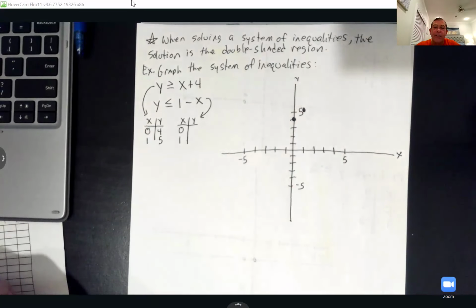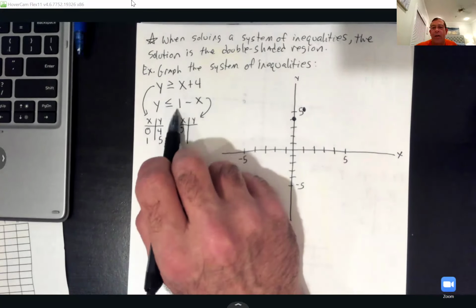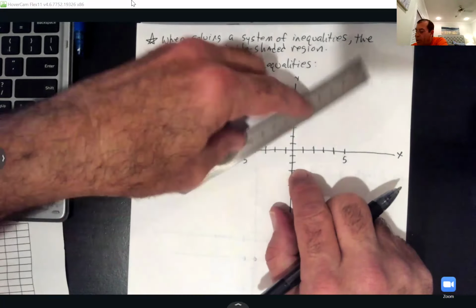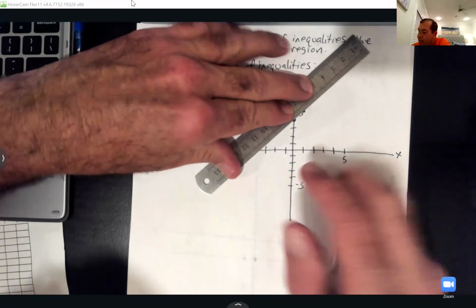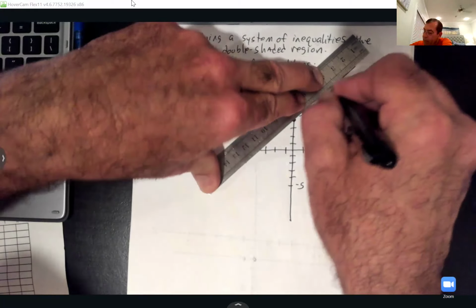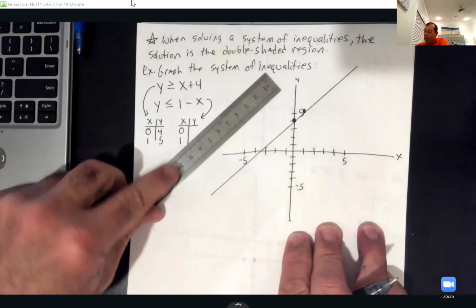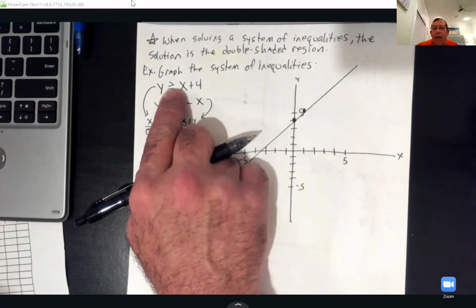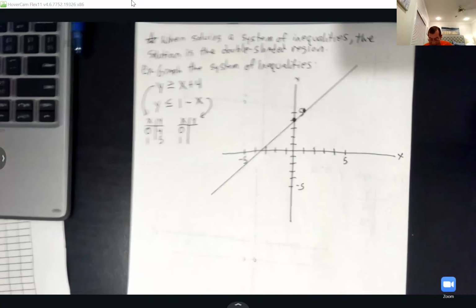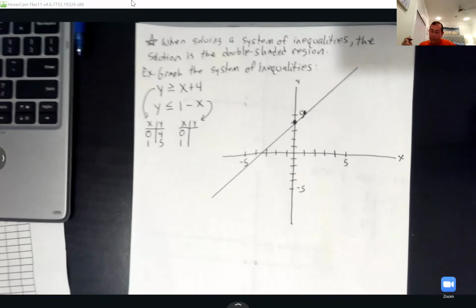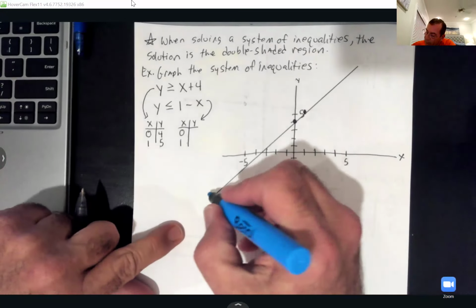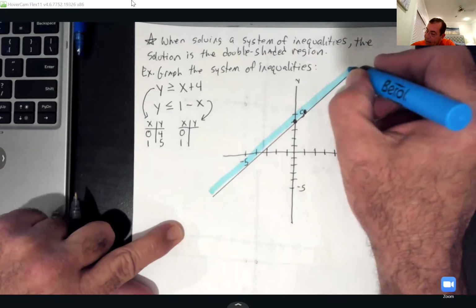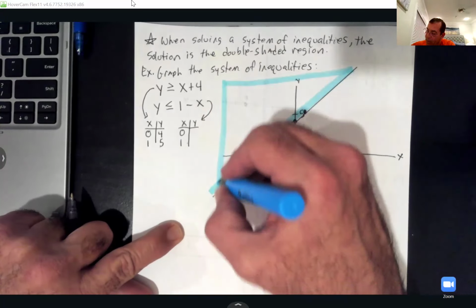First line is solid. Actually, both of these are solid because of the equals. So I'm going to come in here and make that a solid line. It's greater than, so I'm going to shade above that line. So we're shading above that line. I'll use blue for that one.